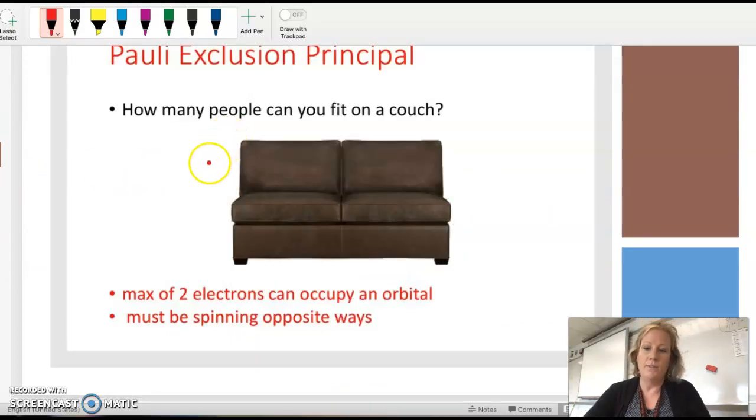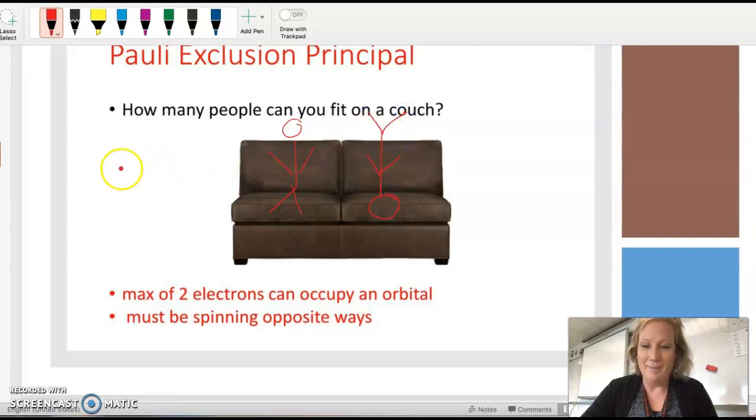So there are a few rules about electron configurations that I want to cover. One of them is the Pauli exclusion principle. It's also related directly to the fourth quantum number, the spin. So I have an analogy again, like a couch. On a couch, you could have no one, you could have one person, or you could have two people. But if you do have two people, they have to be upside down.